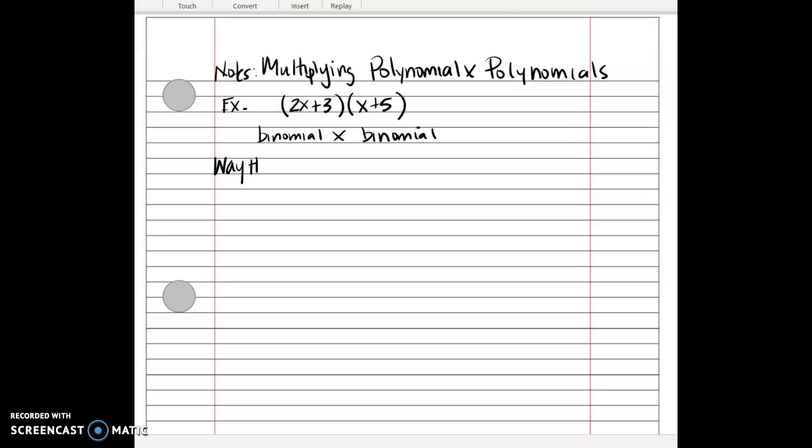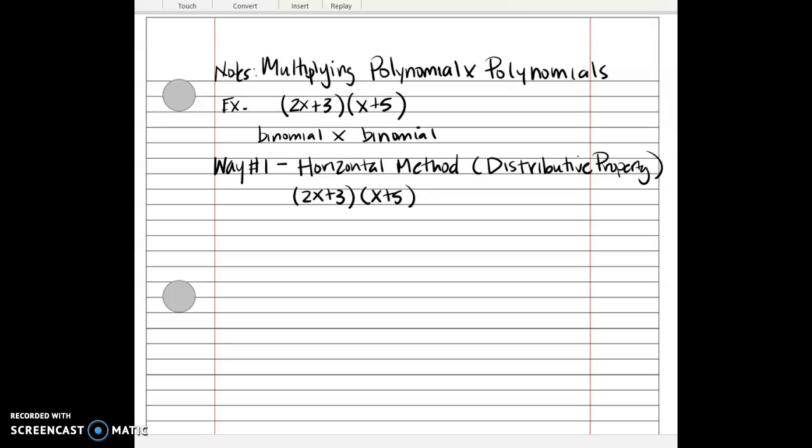Let's look at way number 1 when we take a binomial times a binomial. Just like we did yesterday, we looked at the horizontal method, or you might hear it called the distributive property. So if you were to take this problem, let me rewrite it: 2x plus 3 times x plus 5. You've actually got a polynomial here, x plus 5, and we're going to multiply it by the 2x plus 3.